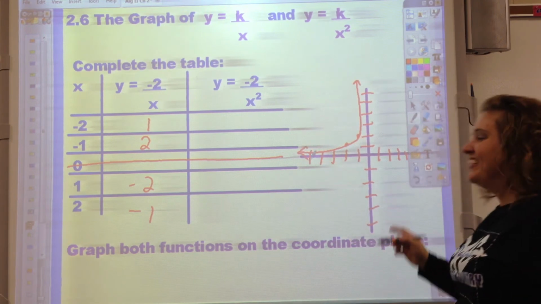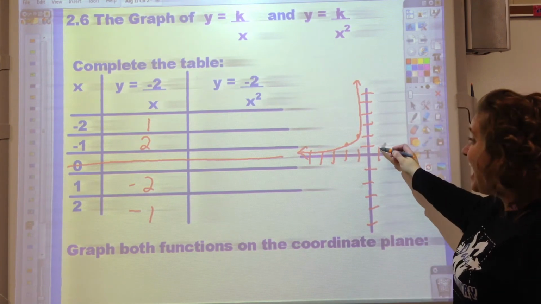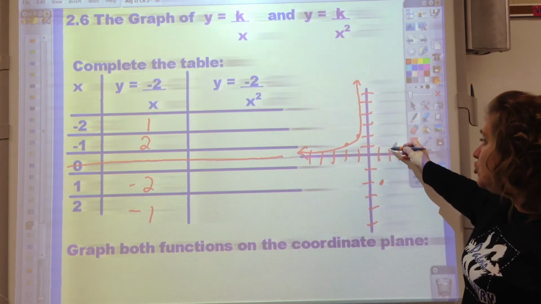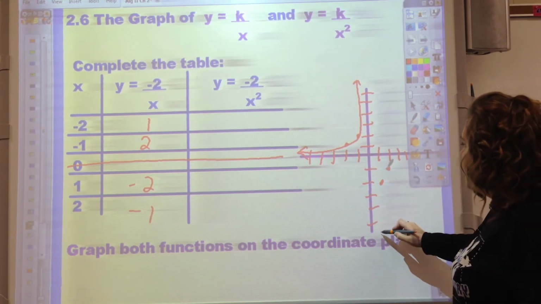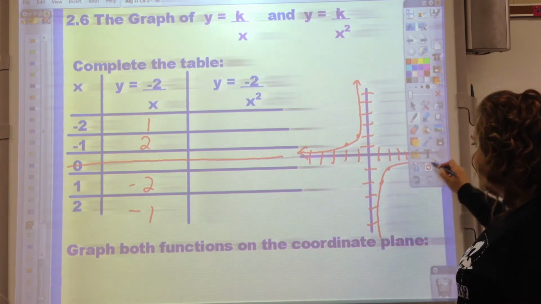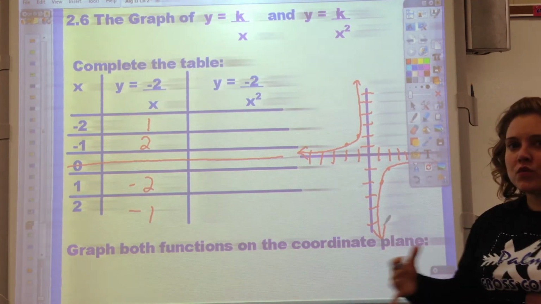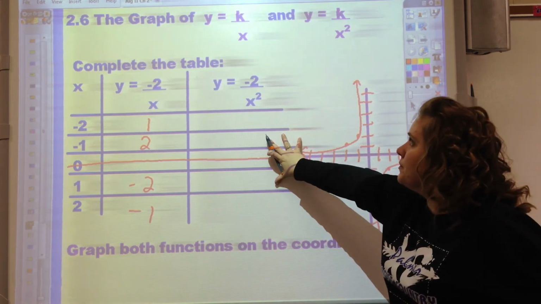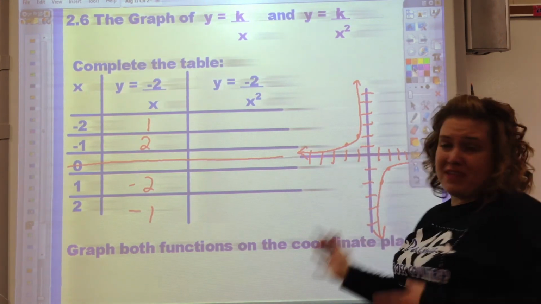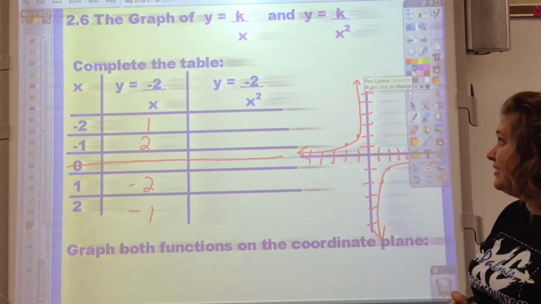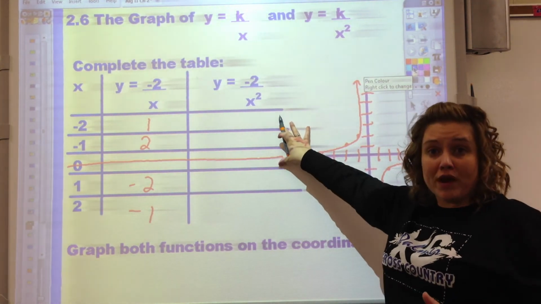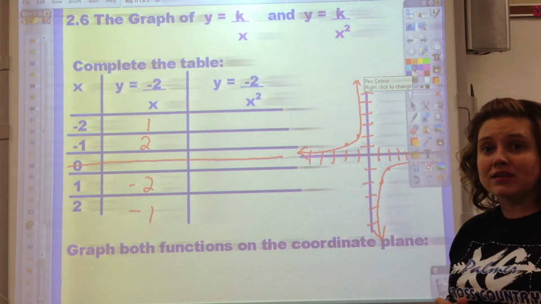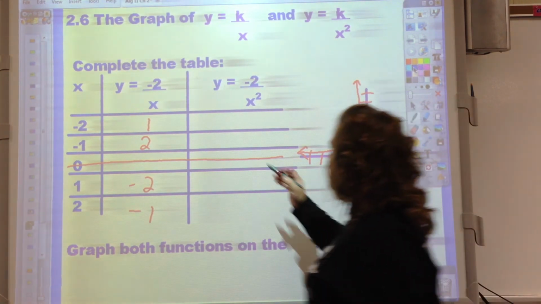Ooh. When x is a positive 1, y is a negative 2. When x is a positive 2, y is a negative 1. Now I'm watching this happen. Look at what's different with your quadrants. And by different, I mean different from the last graph we did. Now let's look at my x squared graph. This one is negative, where the other one we did was positive. So watch with your quadrants.